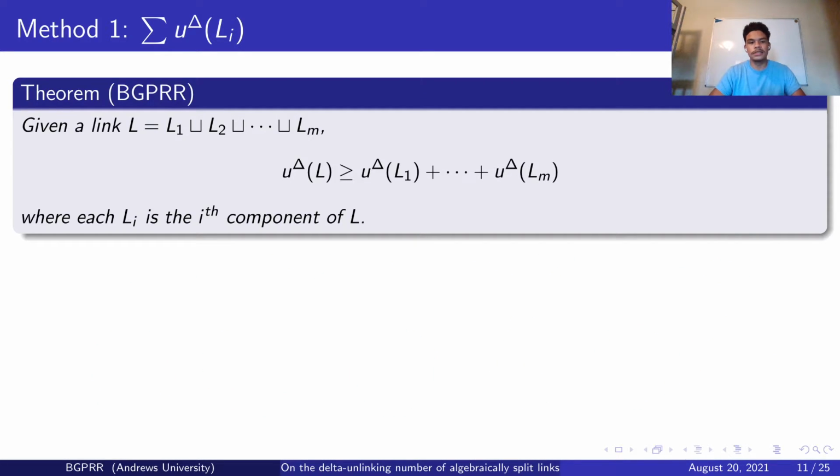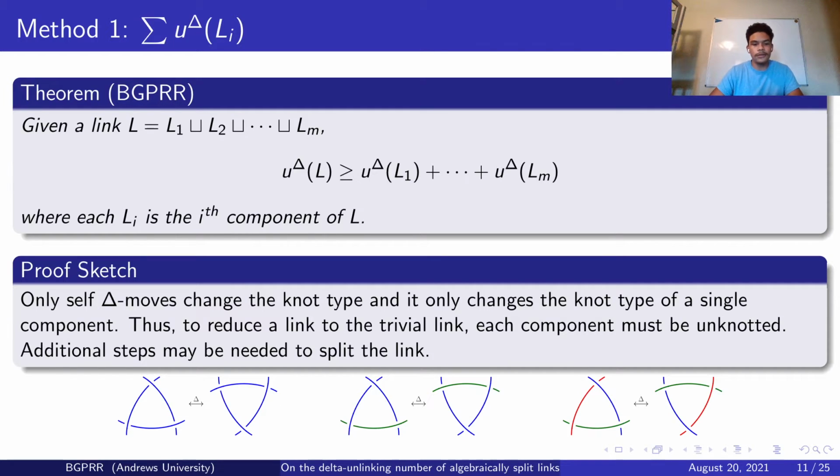The first of these methods is the sum of delta unknotting numbers. So we proved that given a link with m components, its delta unlinking number is bounded below by the sum of delta unknotting numbers of its components. The idea for this theorem is that only self-delta moves can change the knot type, but it can only change the knot type of a single component at a time. And thus, if we want to completely unknot and unlink, we're going to have to unknot all the components, add up their delta unknotting numbers, but we might also need additional delta moves to fully split the link apart, and thus the result follows.